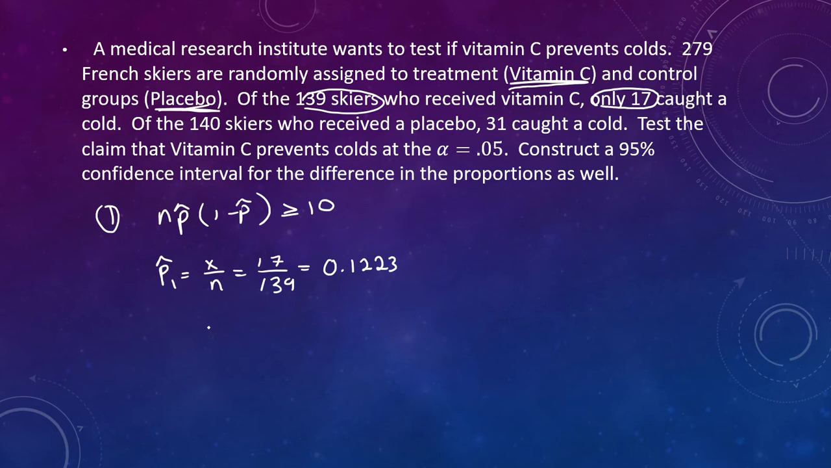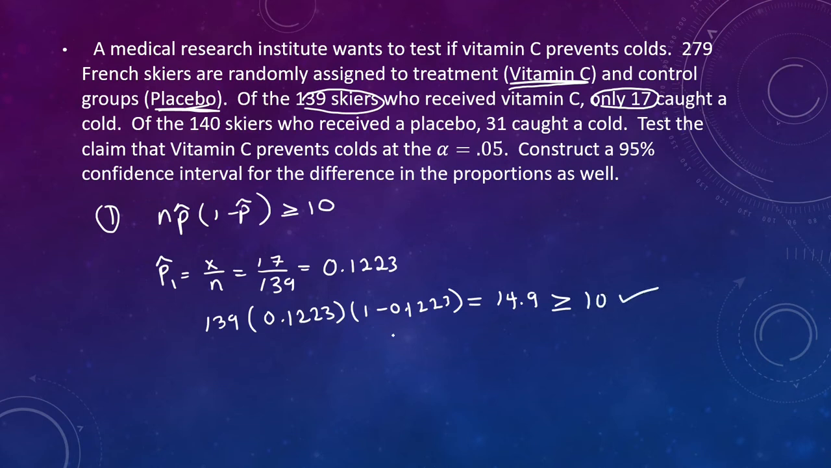And now we can plug it into the formula. So we have 139, which is the sample size, times 0.1223 times the quantity 1 minus 0.1223, and this equals 14.9. That's clearly greater than or equal to 10, so the first condition is met for the first group.